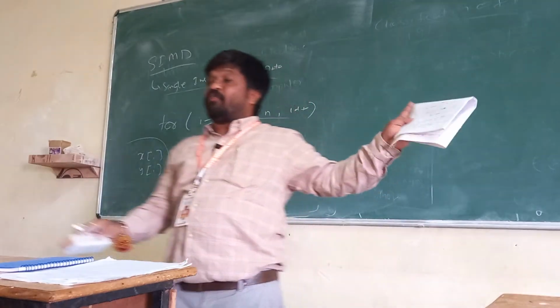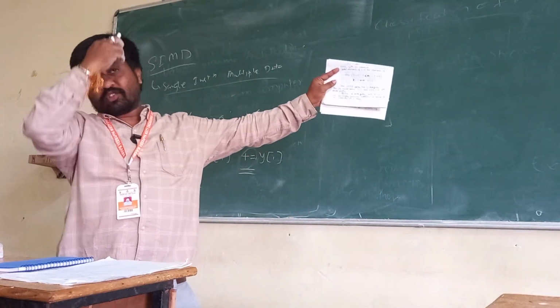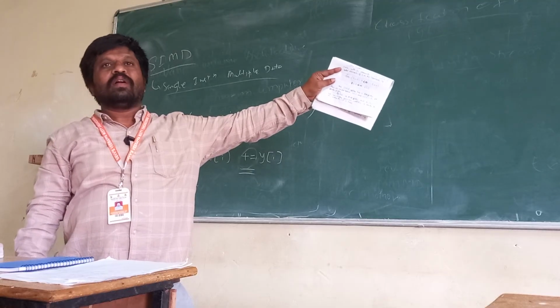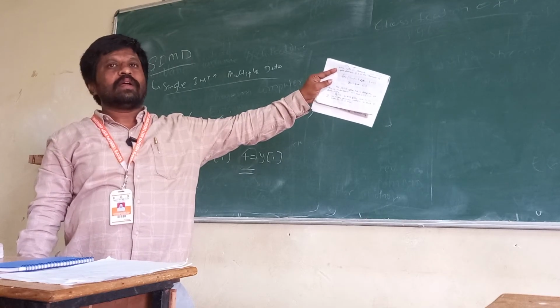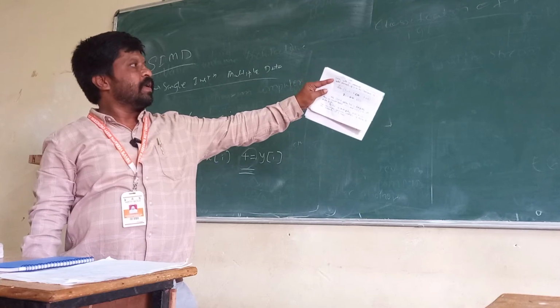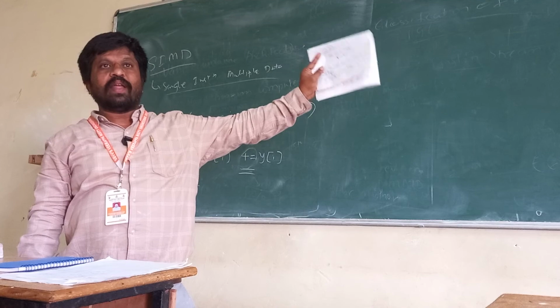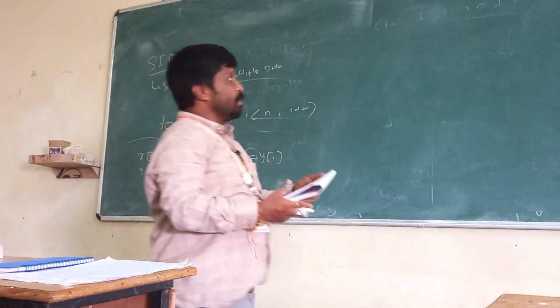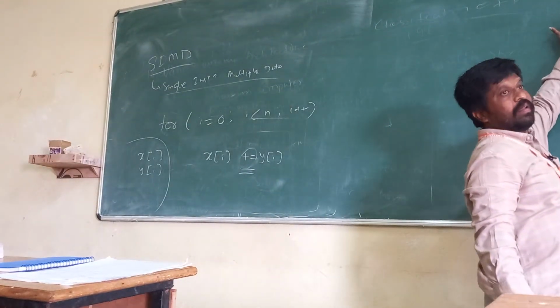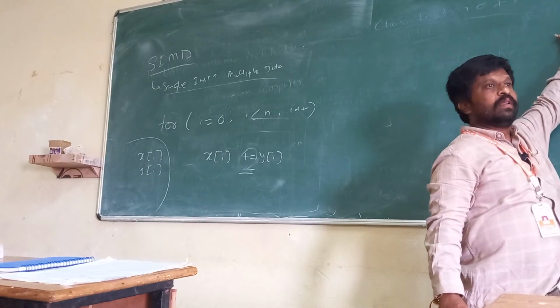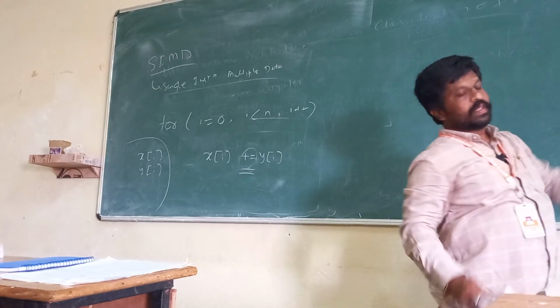You should remember Flynn's taxonomy. Parallel computing is divided into four: SISD, SIMD, MISD, and MIMD. This is based on Flynn's taxonomy. You should remember this; it is very important. They will ask you to explain Flynn's taxonomy.